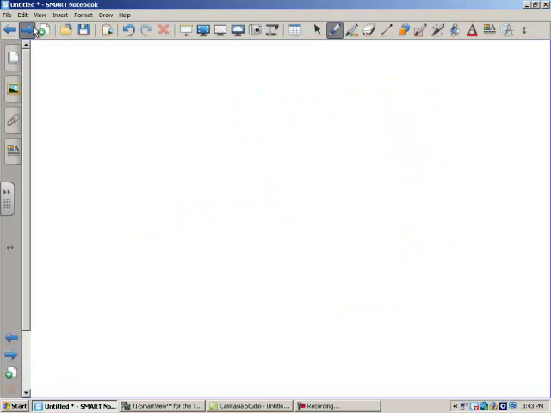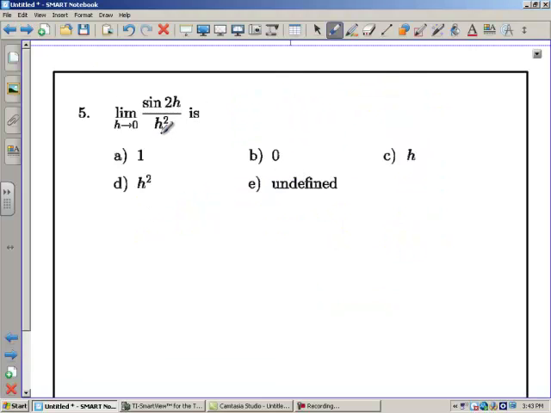Let's do another example. What about sine of 2h over h squared? Well, here, I really would like this to be a 2h down here so I can just say that it's a 1. So let's see what we can do here. The limit as h approaches 0 of sine of 2h over h, and then I'm going to bring the other h out here. So there's my h squared.